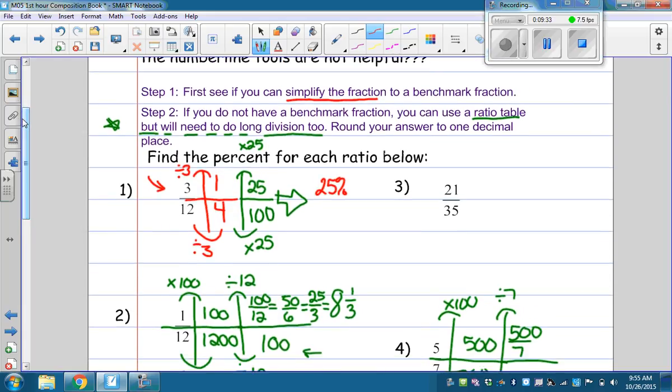Can you reduce? Yes, by what? By 7. Okay, so divide by 7 and you get 3/5. So Annette, is that a benchmark fraction? Denominator's 5. Is it one of the easy ones that we worked with on the number line? What do you think, Annette? Can you build it up to 100 quickly? So that's a benchmark. That's one way to tell.